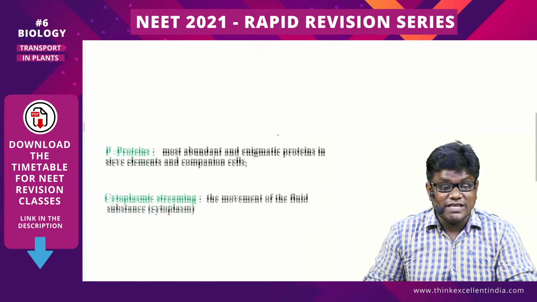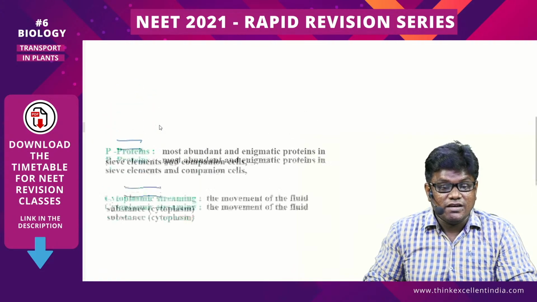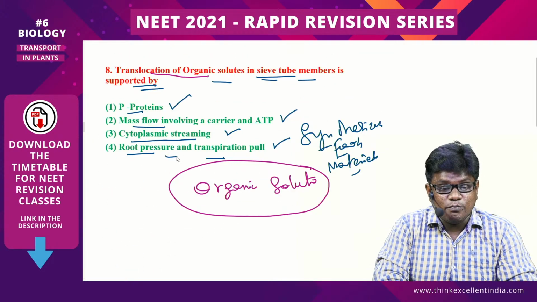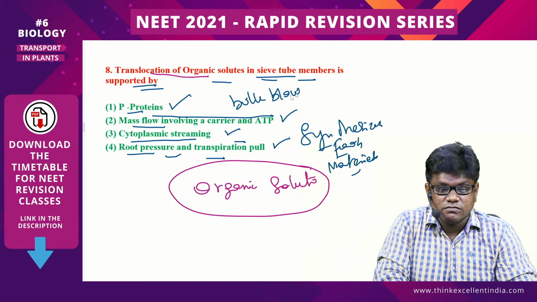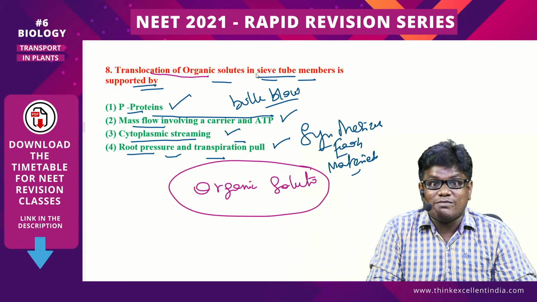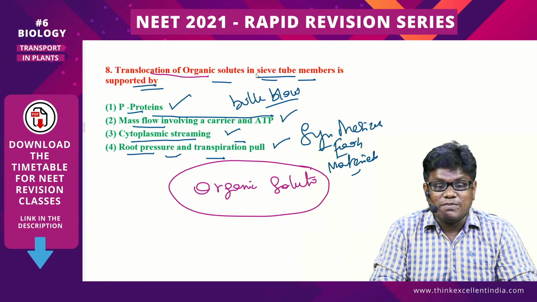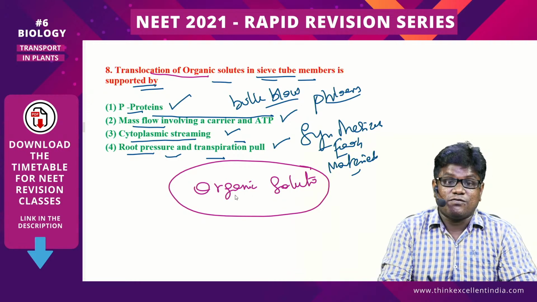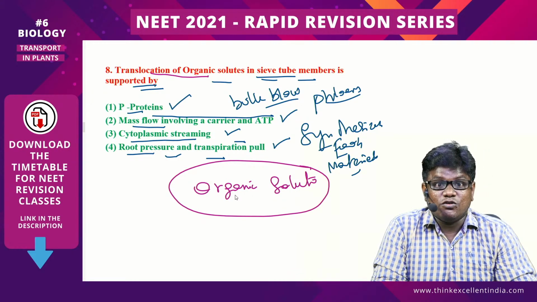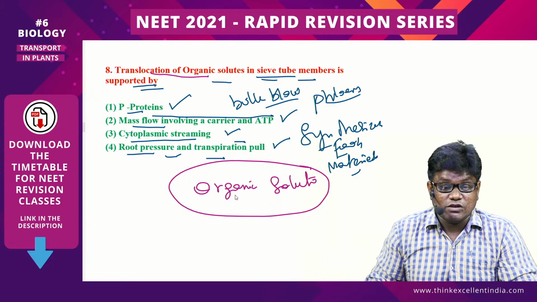So we're going to see exactly what the P proteins and cytoplasmic streaming are. Here you've already discussed root pressure and transpiration pull. Mass flow involving carrier and ATP is called the bulk flow process. It is one of the transportation processes that occurs inside the plant system, in the phloem, where the phloem sap carries sucrose, fructose, and the synthesized food materials. So that is also important.